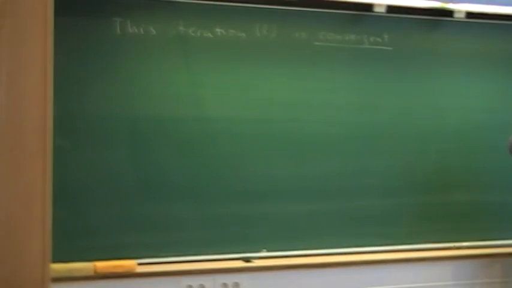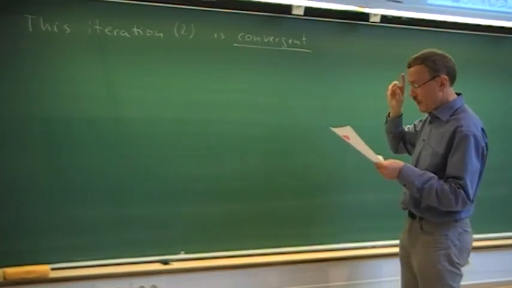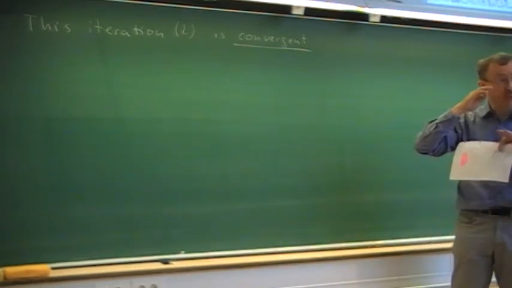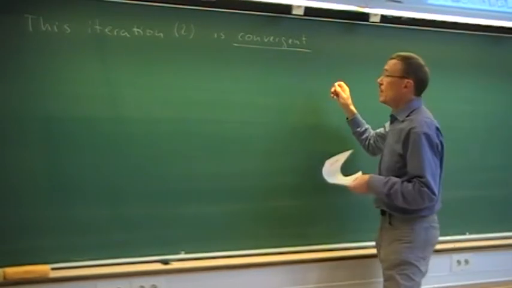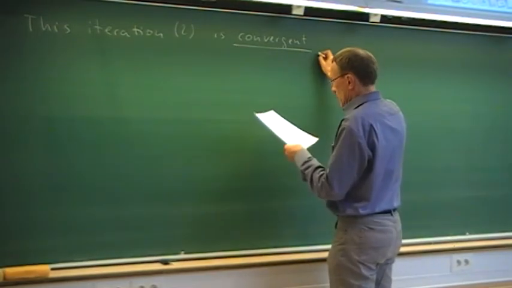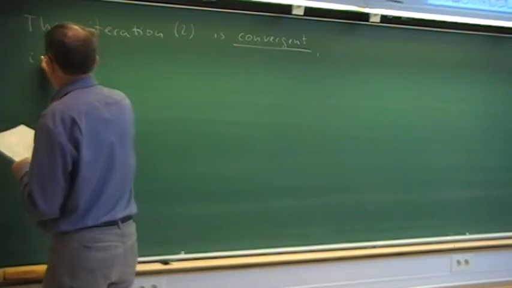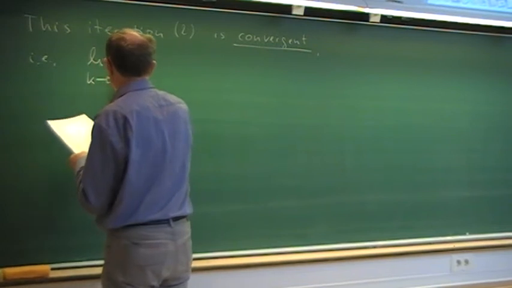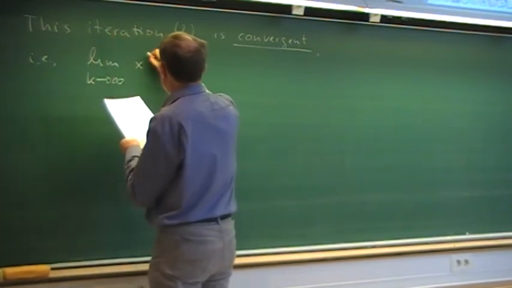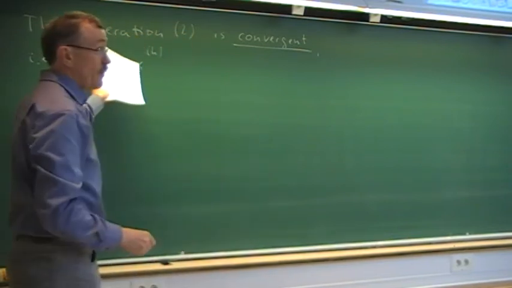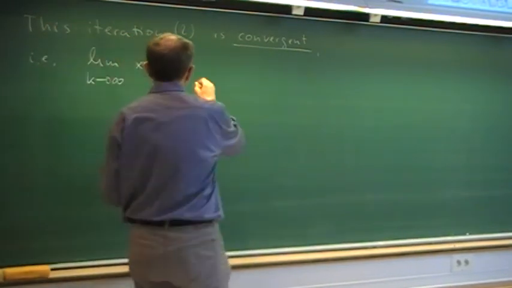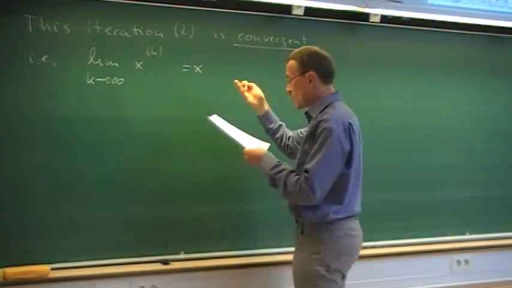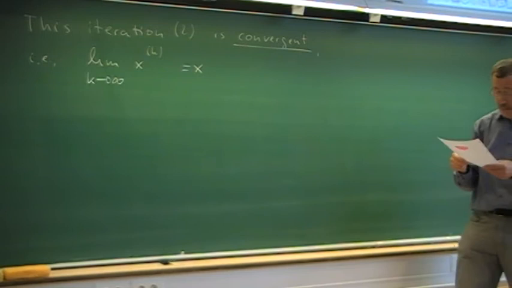That is different from the convergence of a finite difference method towards the exact solution of the PDE. So here it's iterative convergence, that is the convergence of the iterative method towards the exact solution of a linear system. And that means convergence means that the limit, as we let the iteration number go to infinity, of our iterative solution, these are vectors, remember, should be equal to x. And x should be then the solution, A inverse B.